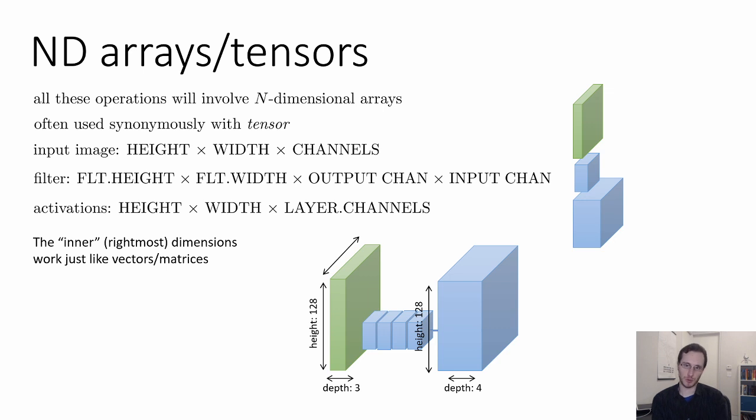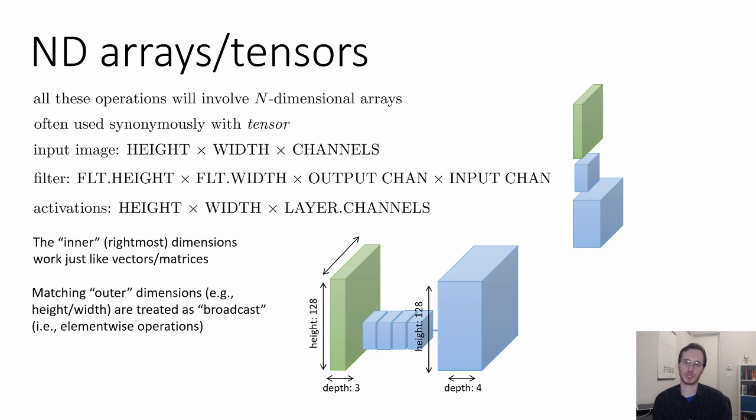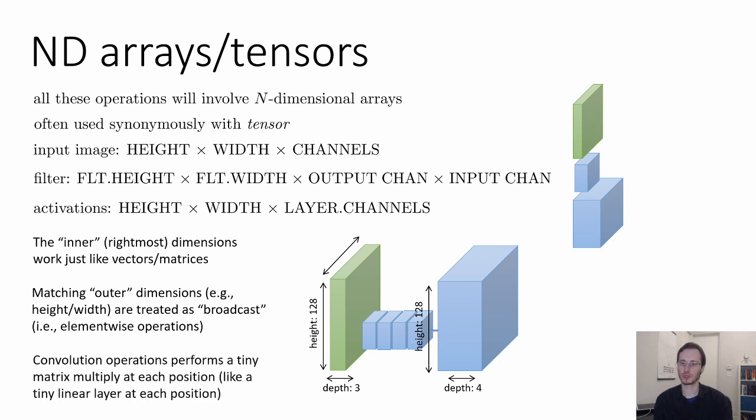Typically, the inner or rightmost dimensions are going to work just like vectors and matrices. If you want a 4-dimensional thing to multiply a 3-dimensional thing, that basically amounts to doing a matrix-vector operation for every position along the first 2 dimensions. Matching the outer dimensions, the height and width, allows you to treat operations as a broadcast, as an element-wise operation. Convolution, though, is special because for convolution, the height and width don't match. So for convolution, you perform a tiny matrix multiply at each position, like a tiny linear layer at each position, and you slide this over every position in the input. Okay?